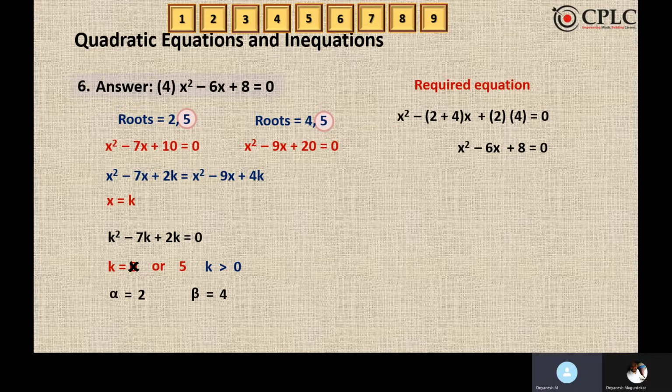So what is the new idea that we have learned here? Whenever you have a common root, equate both the equations and start solving. You will get something in terms of a relation of x and k. Substitute that in any one of the equations, you'll find the value of k. Substitute the value of k in the original equations, you'll get the original equations. Factorize, you'll get the roots, you'll understand the common root, and then proceed further as a recap.